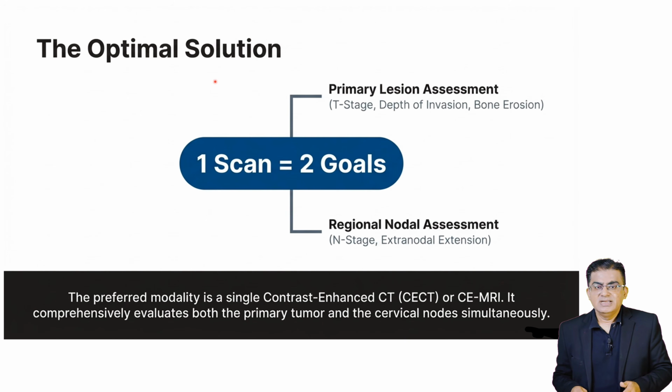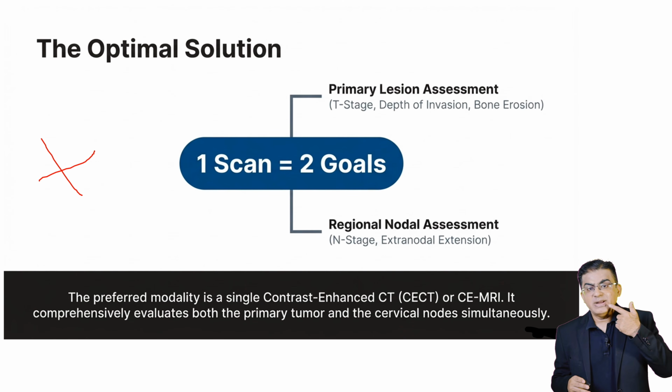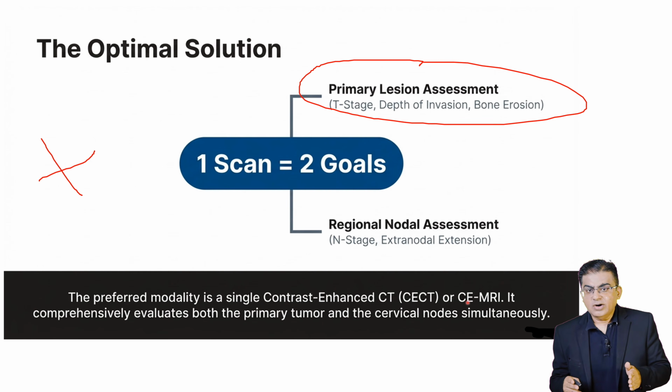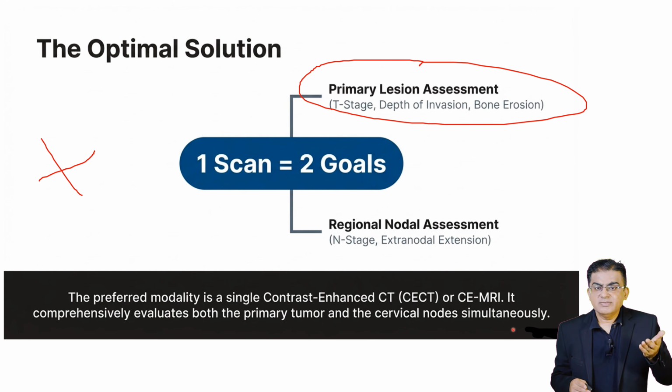Listen up. You do not need to order a separate scan for the neck. You need to look at nodes from exactly the same scan you did for the primary tumor. One scan equals two goals. A single high quality contrast enhanced CT or MRI comprehensively evaluates the primary lesion, giving you the T-stage, depth of invasion, bone erosion, while simultaneously giving you highly specific regional nodal assessment.